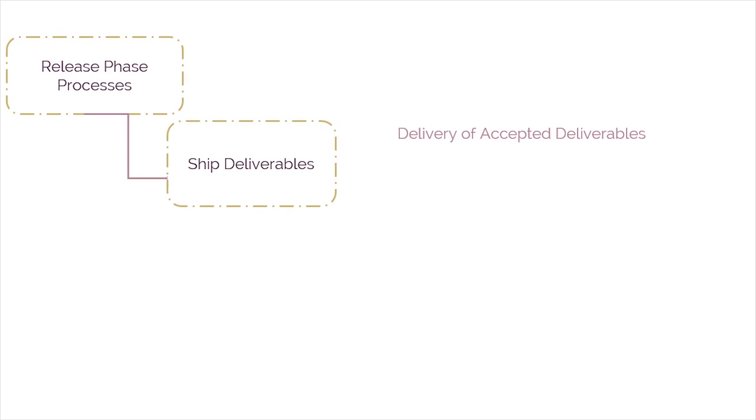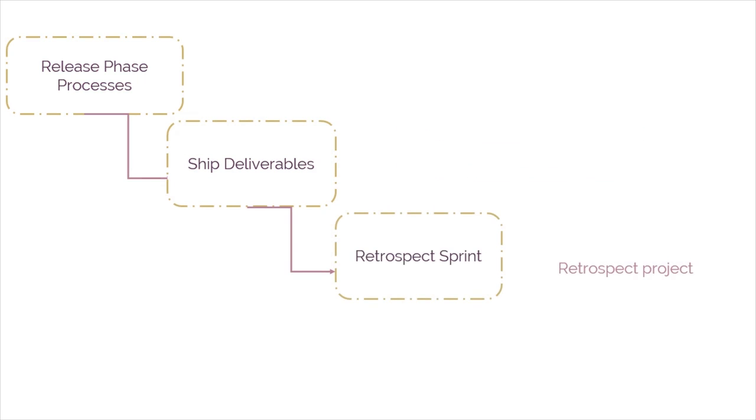Let's see the release phase processes, which are as follows. The first process is ship deliverables. In this process, accepted deliverables are delivered or transitioned to the relevant stakeholders. A formal working deliverables agreement documents the successful completion of the sprint. The second process is retrospect project.